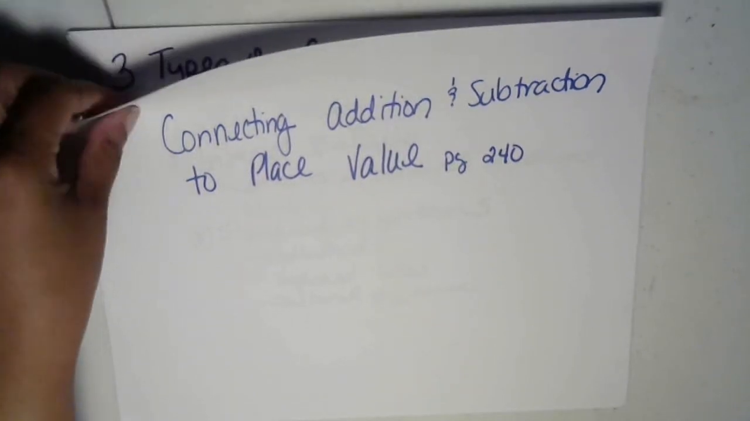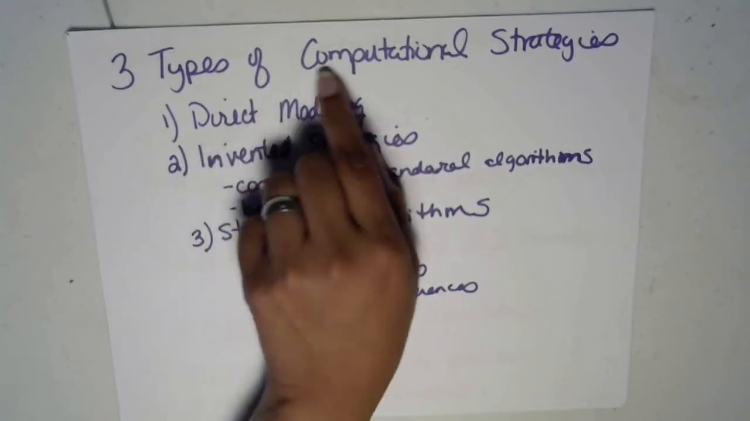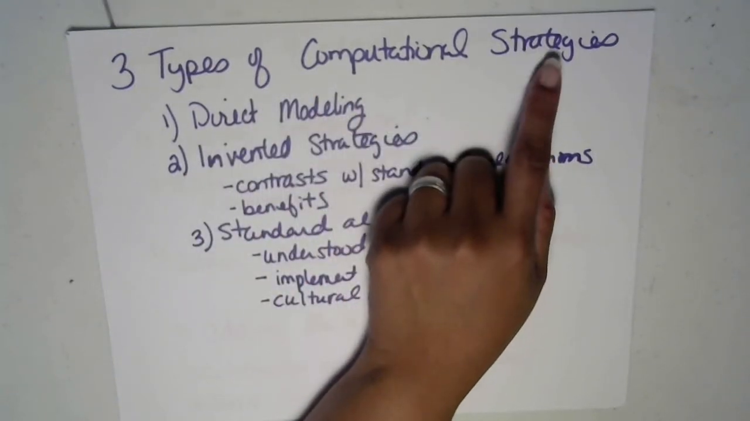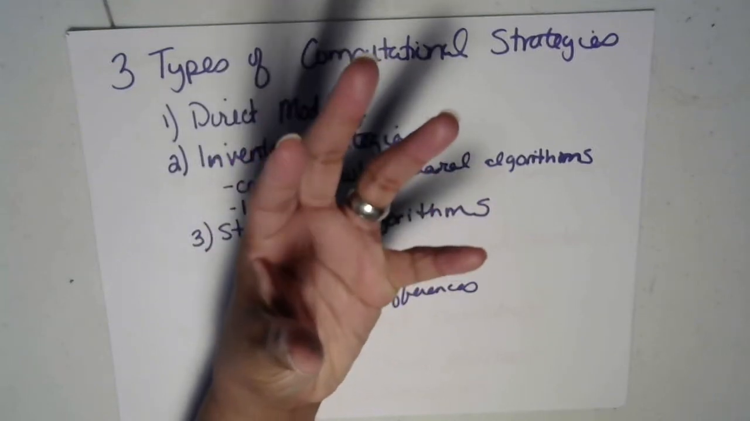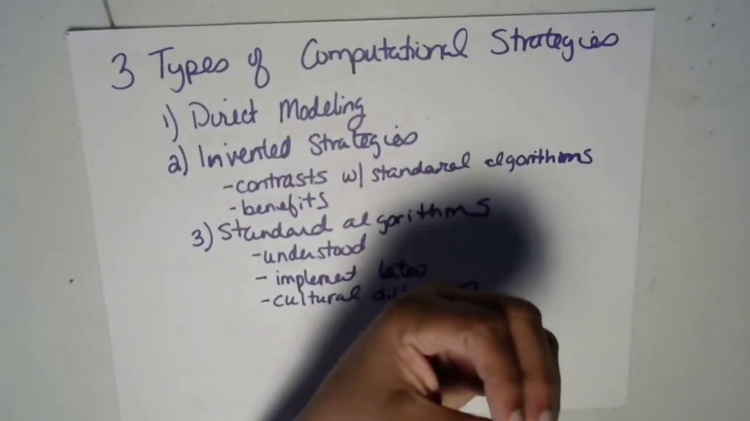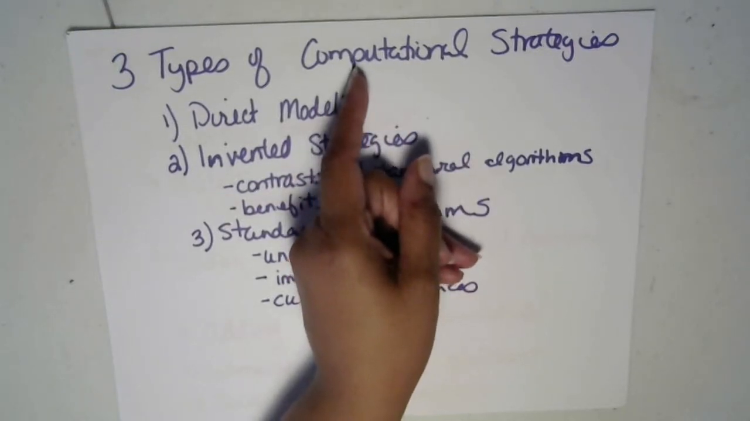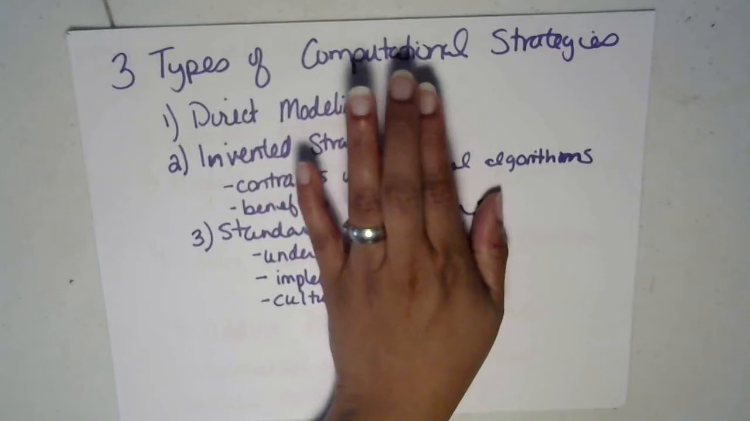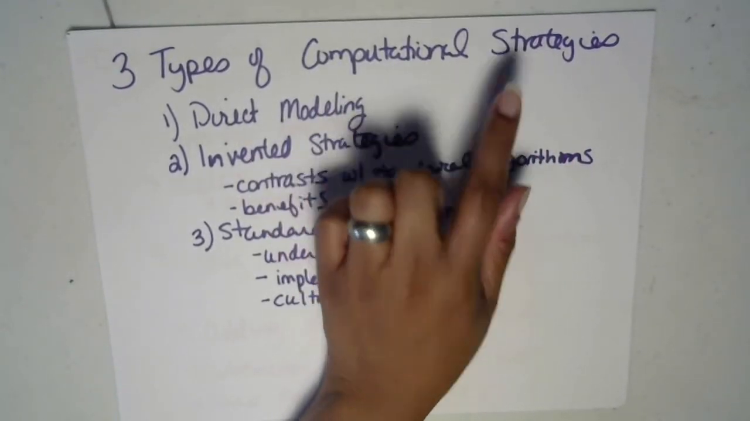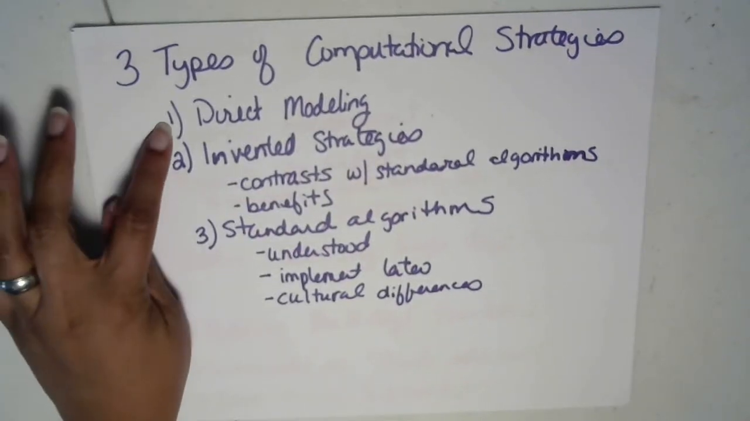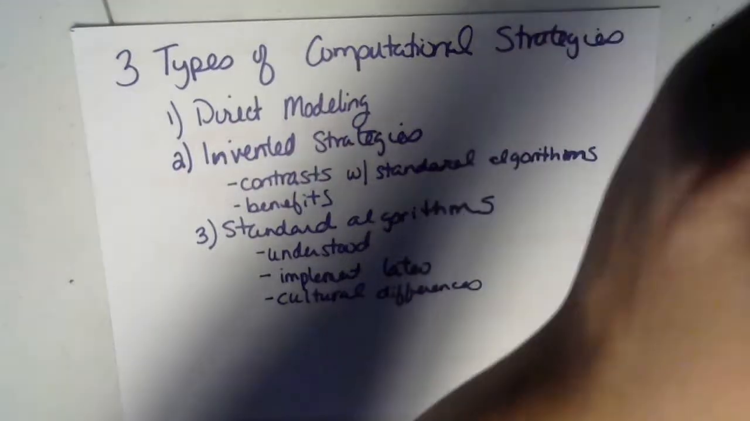Model, model, model. All right, there are 3 types of computational strategies. Computation just means computing, finding the answer, whether it's addition problem, subtraction, multiplication, or division. So there are 3 types of computational strategies: computing strategies, solving strategies. There is direct modeling, where I have 3 items. Let me get my handy dandy.